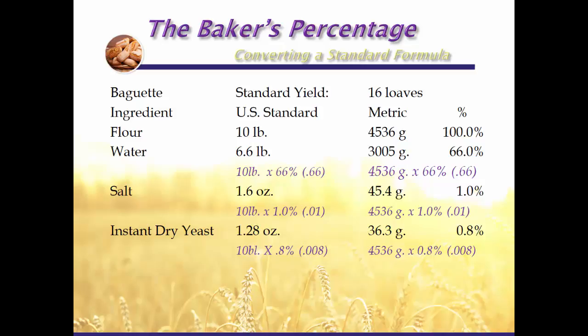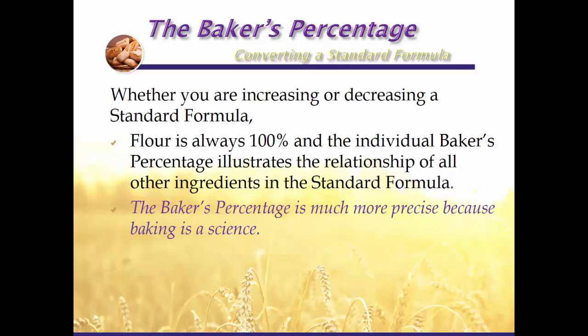For the instant dry yeast, we need 0.8% of 100%. So we're going to take our 100%, which is 10 pounds of flour, and multiply that by 0.008. And that gives us 1.28 ounces of yeast. So it's not much difference. It's just more of a foundational formula than it is a recipe.